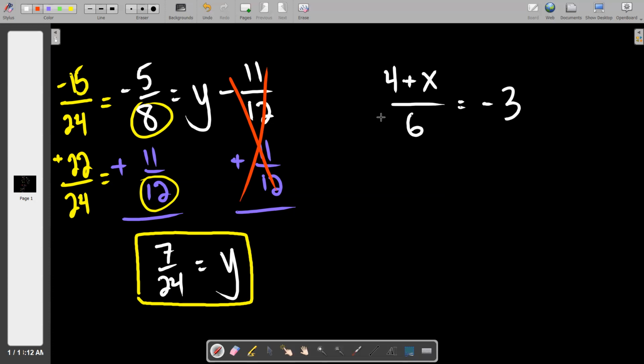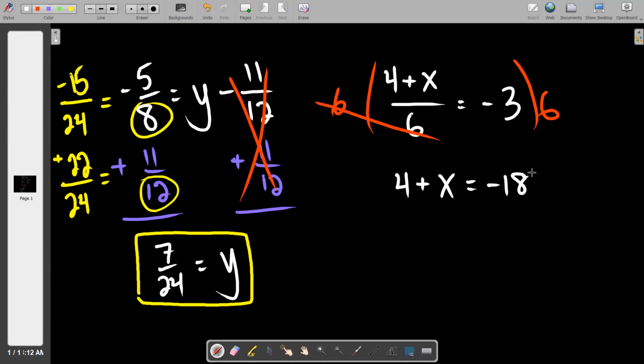This fraction 6 thing has got to go. 4 and 6 are not free to move about the cabin. They're stuck. They're bound up. But if we multiply by 6, then we can cancel the inverses and then do our drop. So we're going to bring down the 4 plus x. And on the right side, what do we get? -18.